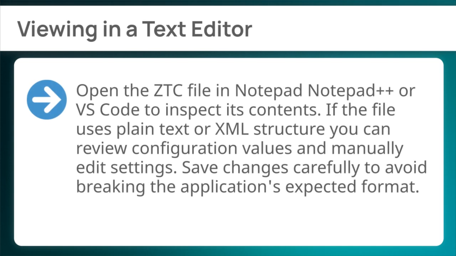Next, viewing in a text editor. Open the ZTC file in Notepad, or VS Code to inspect its contents. If the file uses plain text or XML structure, you can review configuration values and manually edit settings. Save changes carefully to avoid breaking the application's expected format.